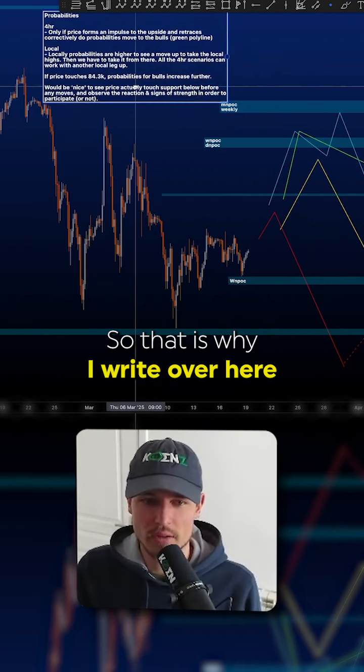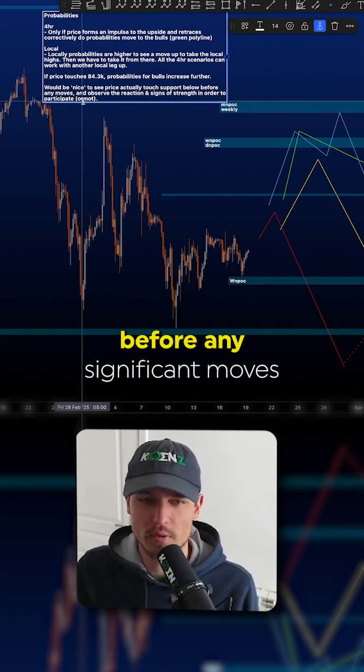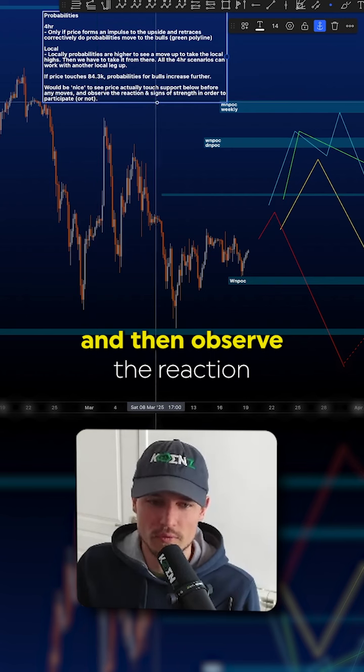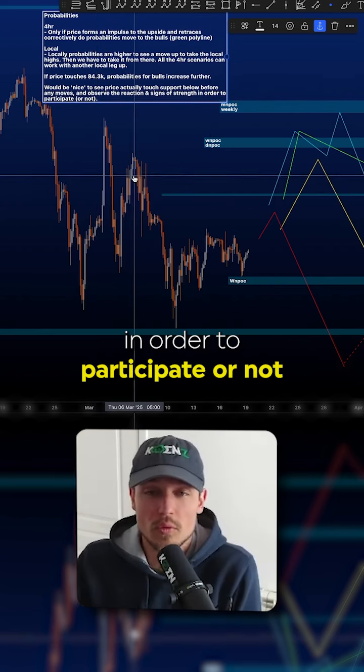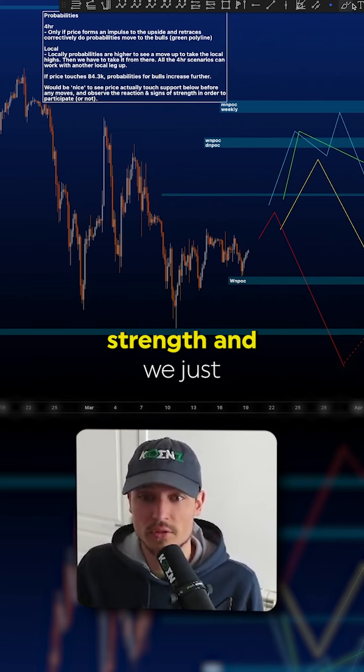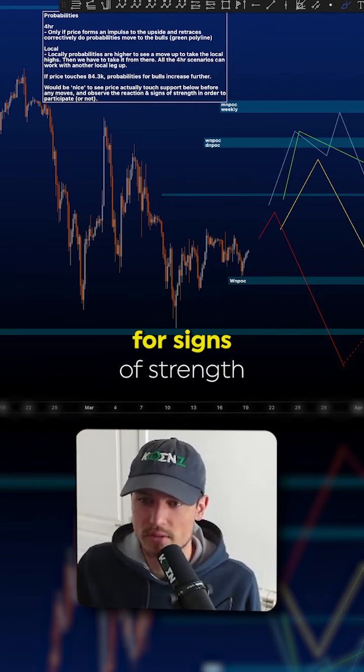So that is why I write over here, it would be nice to see price actually touch support below before any significant moves and then observe the reaction and look for signs of strength in order to participate, or not if we do not see signs of strength and we just basically dump through support. Can happen. That's why we wait for signs of strength.